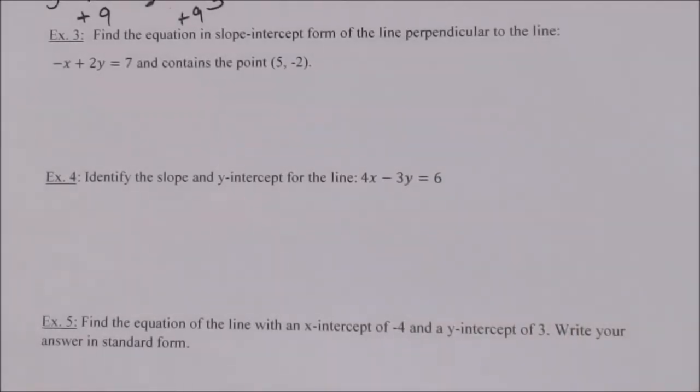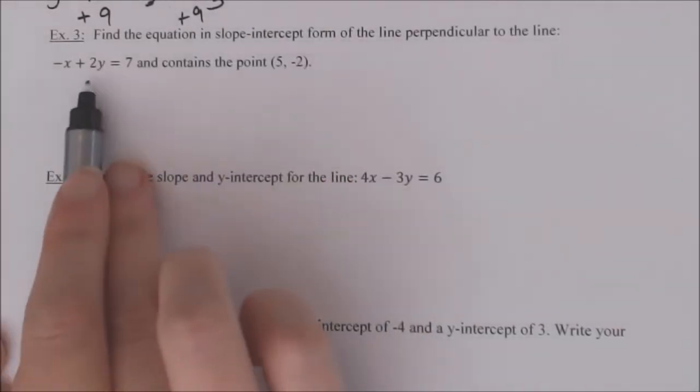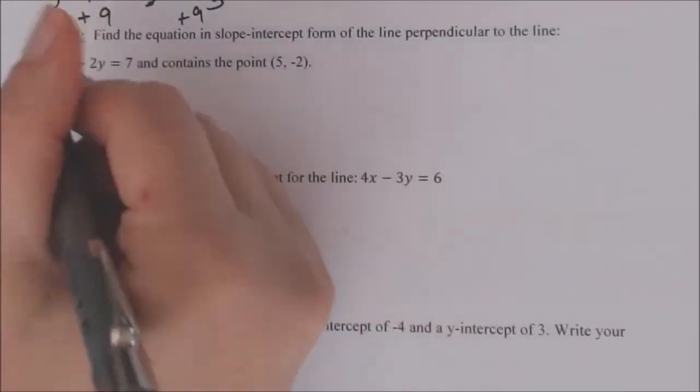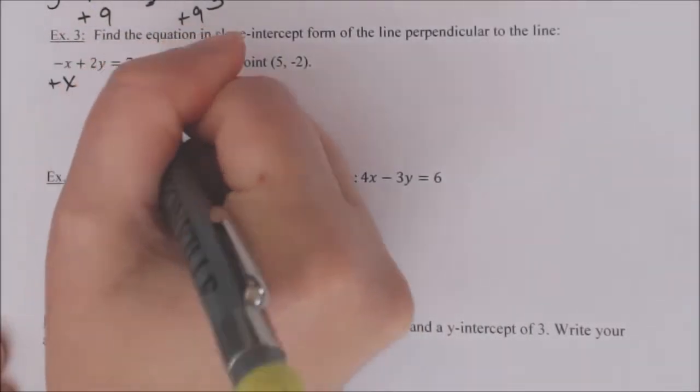All right, so it says find the equation in slope-intercept form for the line perpendicular to the given line and containing this point. So again, first thought should be I need a slope. What do I know about lines that are perpendicular? Their slopes are opposite reciprocals. So I'm going to take the given line and I need to get the slope from it. So I need to get the y by itself once again. So I'm going to add the x to the other side.